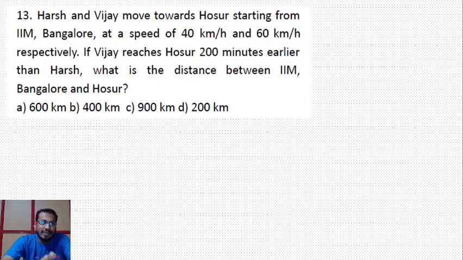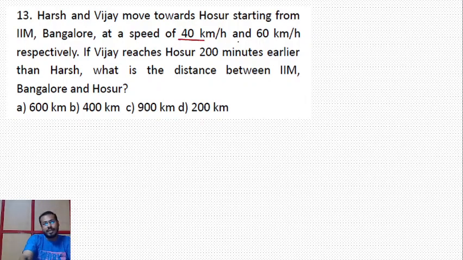Right. And next question. Harsh and Vijay move towards Hosur starting from IIM Bangalore at a speed of 40 km per hour and 60 km per hour respectively. If Vijay reaches Hosur 200 minutes earlier than Harsh, what is the distance between IIM Bangalore and Hosur?